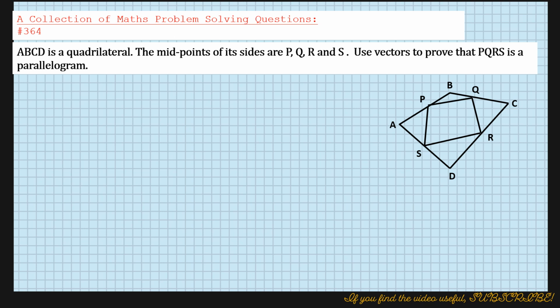ABCD is a quadrilateral. The midpoints of its sides are P, Q, R and S. Use vectors to prove that PQRS is a parallelogram.